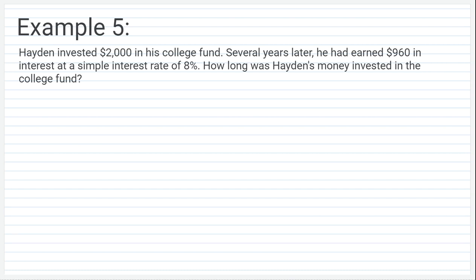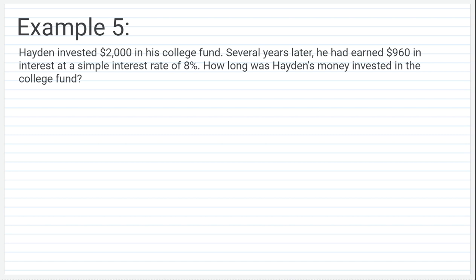Taking a look at this problem here, it says Hayden invested $2,000 in his college fund. Several years later, he had earned $960 in interest at a simple interest rate of 8%. How long was Hayden's money invested in the college fund? So that final question says, how long was Hayden's money invested in the college fund? We're actually being asked to find the time in this simple interest problem.